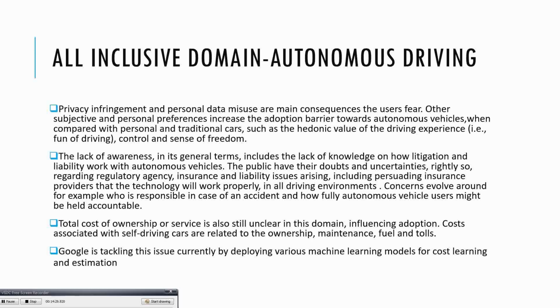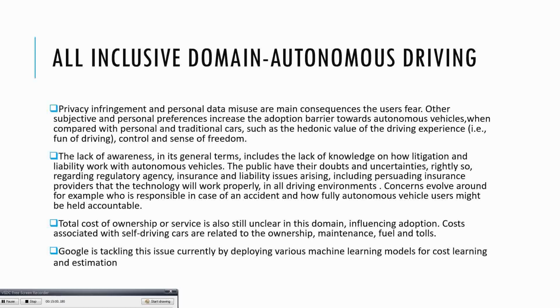The lack of awareness in general terms includes the lack of knowledge on how litigation and liability work with the autonomous vehicle. This is another issue. For example, the public have their doubts and uncertainty, rightly so, regarding regulatory agencies, insurance, and the liability issues arising, including persuading insurance providers that the technology will work properly in other driving environments or not.